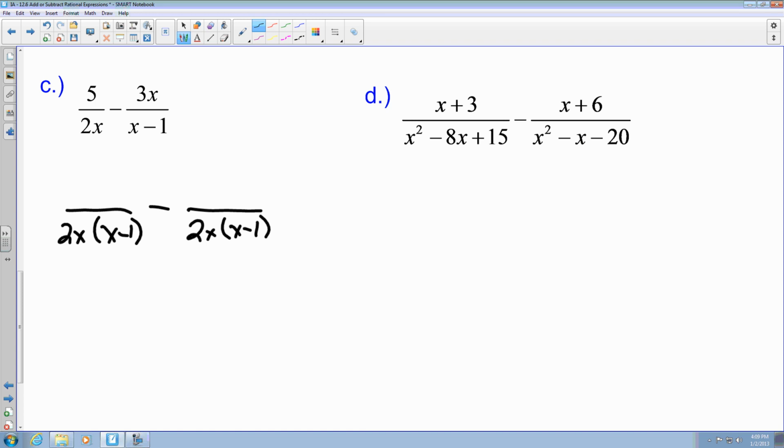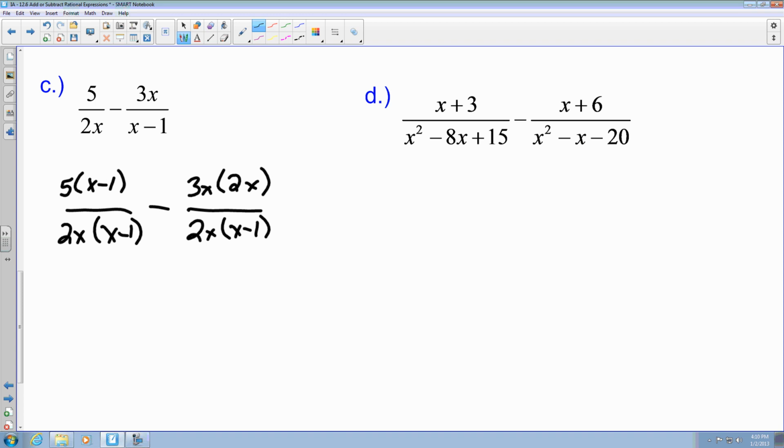And by looking at the numerator here, I have 5, and the value that I added to it would be an x minus 1. So I'm going to multiply by that. And for the second one, I got 3x, and the value that I multiplied by the bottom was 2x, so I'm going to multiply by 2x to the top. So what I did to the bottom, I also did to the top to keep it balanced.